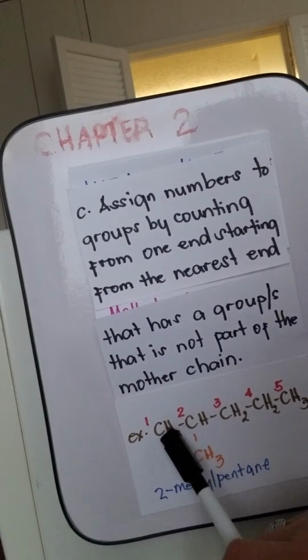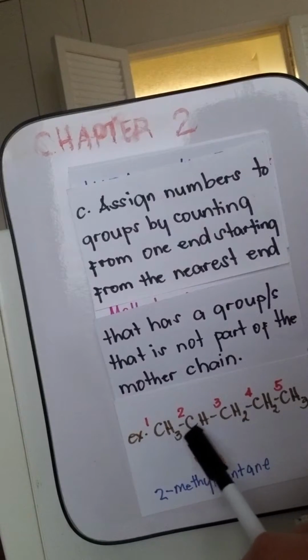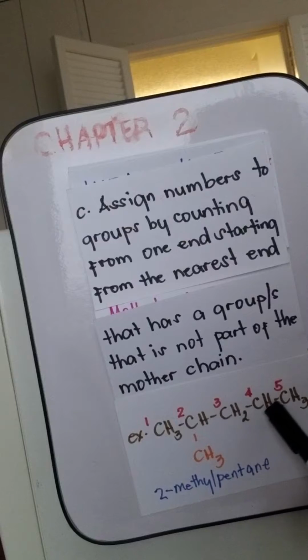Why pentane? You have 5 carbon atoms. Why does it have a suffix of ane? Because the type of bond that we have in our mother chain structure is a single bond. That's why we call it pentane.